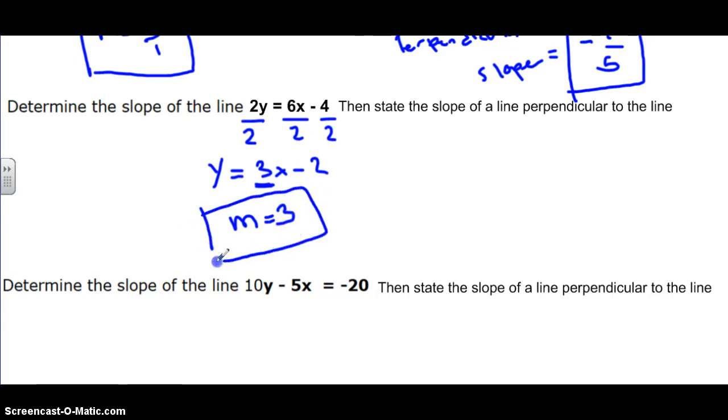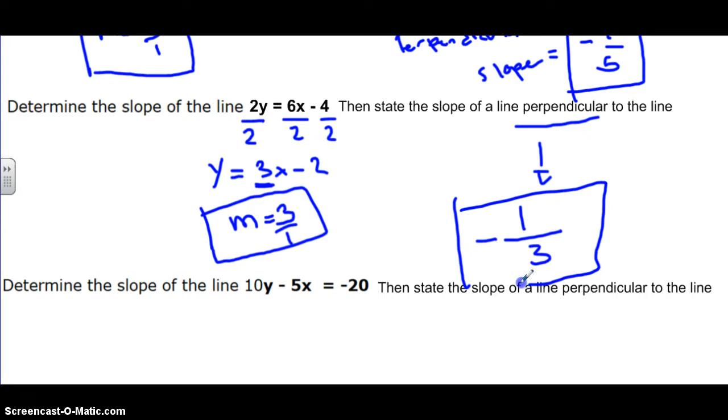Now, like I said before, it just helps a little bit if we just drop a 1 under it. Now, to find the perpendicular slope, all I have to do is flip it. So let's flip this around and change the sign. So the perpendicular slope would be equal to negative 1/3.